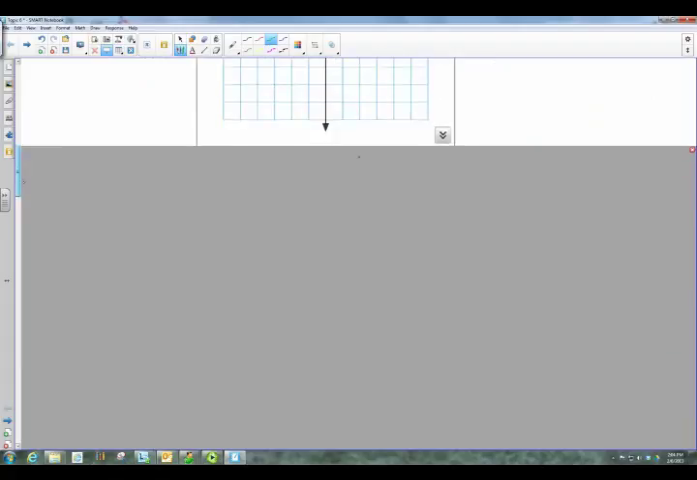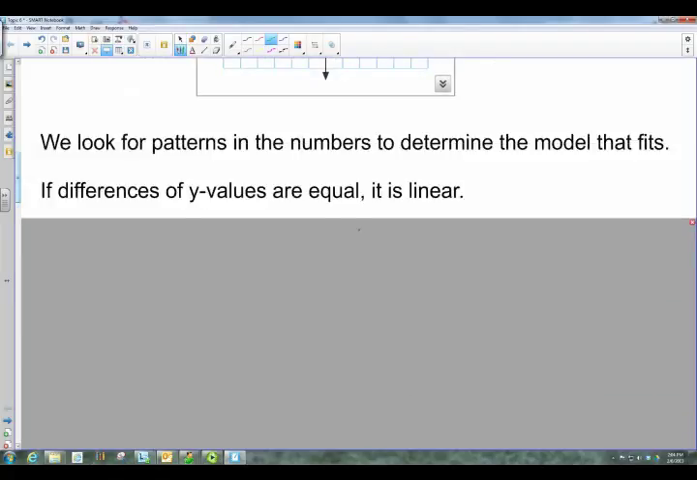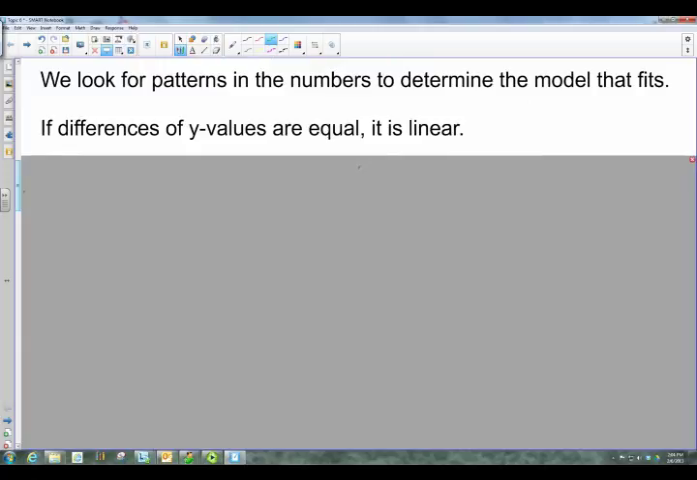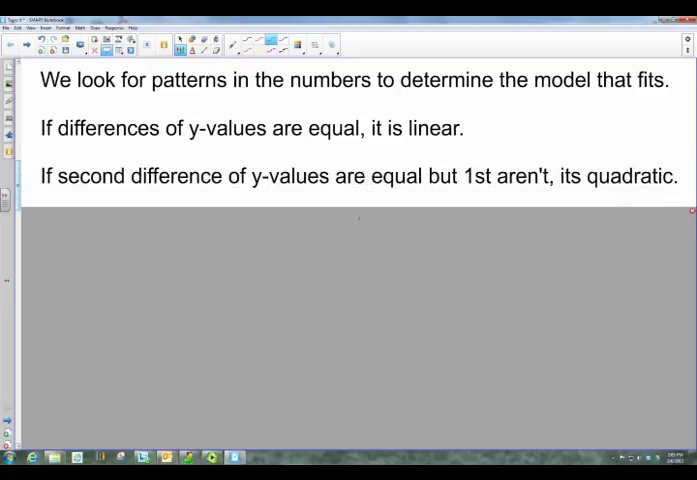Now, what we can also do is look for patterns, and patterns are going to tell us exactly which model these fit. We're going to look at the y values. The big thing to watch for is your x values must be increasing by 1. You want your x values to be increasing by 1 for this to work out the way it should. And all of your assignments, whether it be the test, the quiz, or just your homework assignment, will be that way. So if the differences in the y values are equal, then it is a linear function, meaning if you subtract your y's and they're all the same, it's going to be linear.